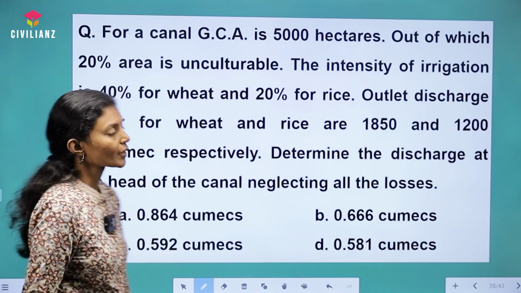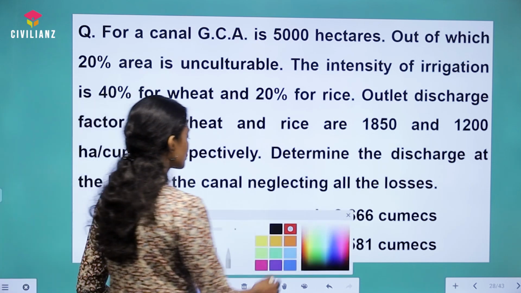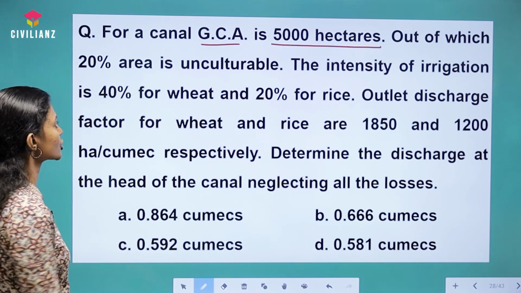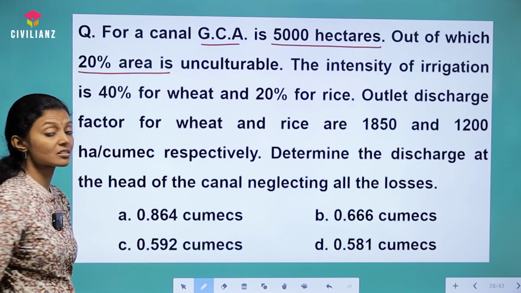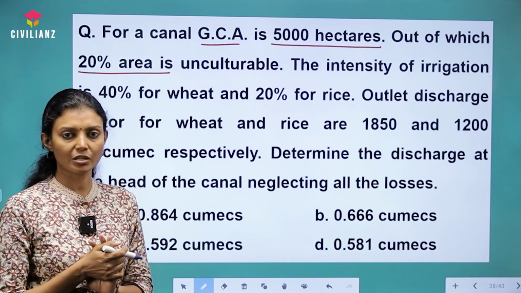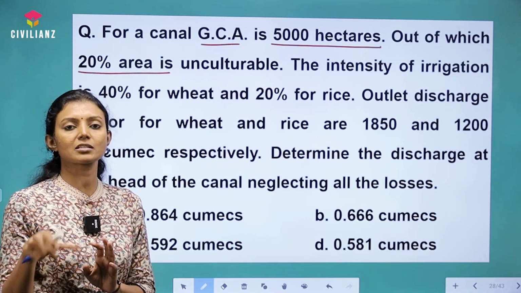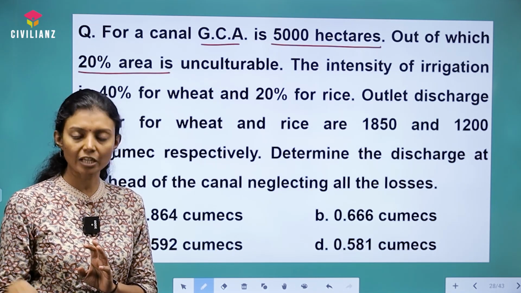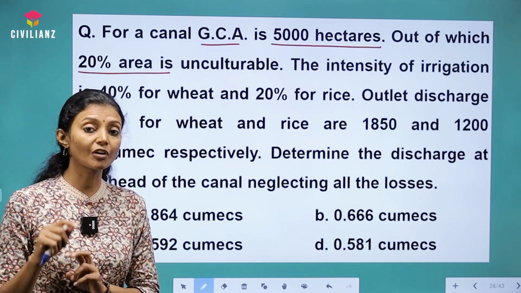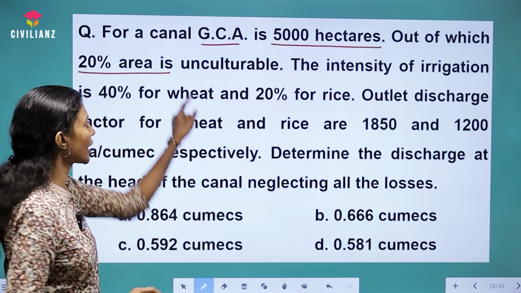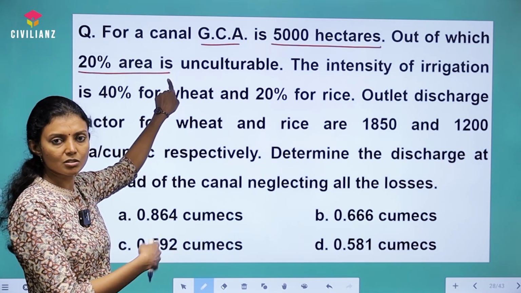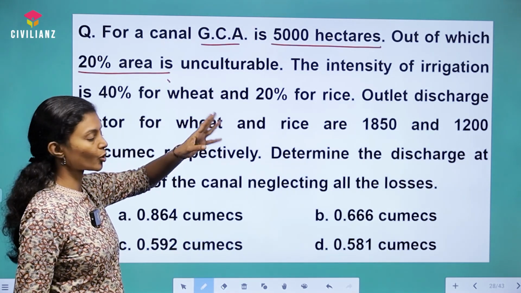A similar question. For a canal, GCA is 5,000 hectares, out of which 20% area is unculturable. What does that mean? You have a total area of 5,000 hectares, and among that total area, 20% is not fit for cultivation. So, how to find out CCA? GCA minus unculturable areas. So, we will see the steps later on. So let us move on to the question.